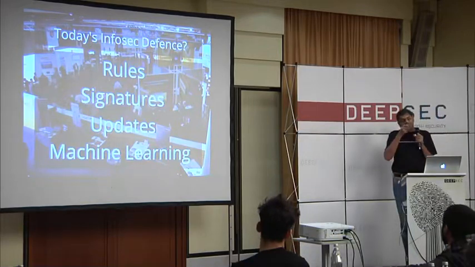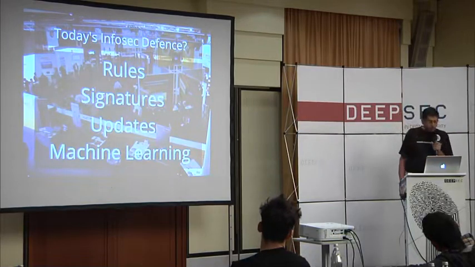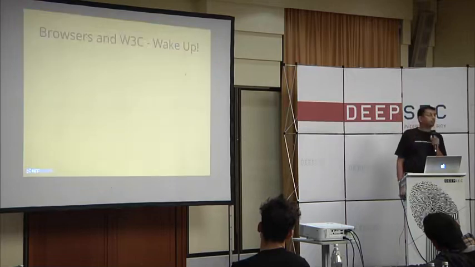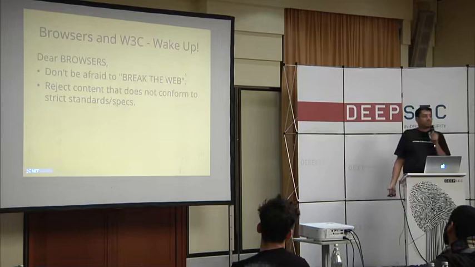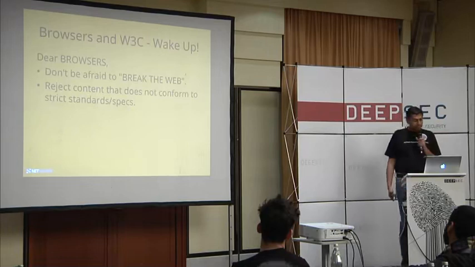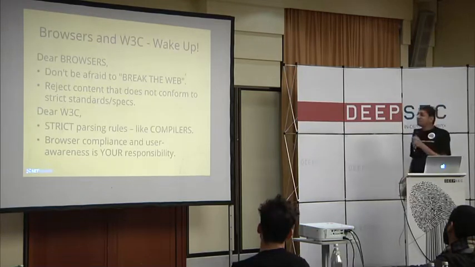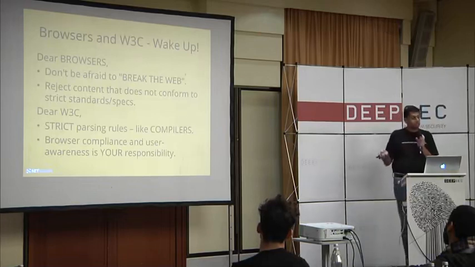So at the first level, what really needs to be done is a wake-up call for browsers and the W3C. Browsers really need to take the security model quite seriously. And in doing that, don't be afraid to break the web. Sure, let shitty HTML be broken. A few guys with messenger bags and coffee drinking chaps will cry and scream, but that's okay. They'll get over it. And the W3C really needs to enforce strict parsing rules like compilers.